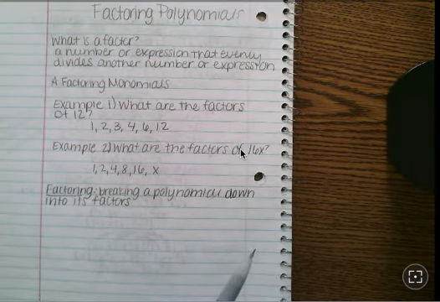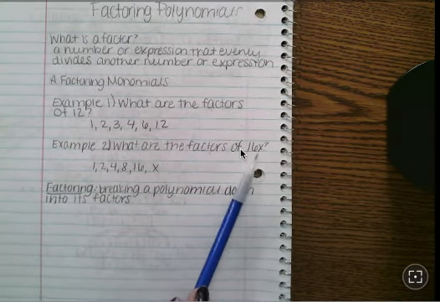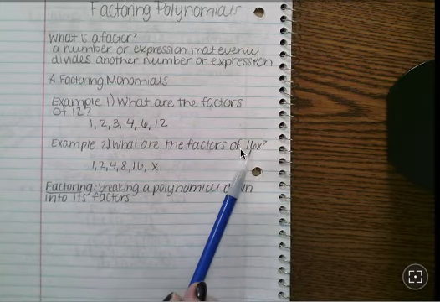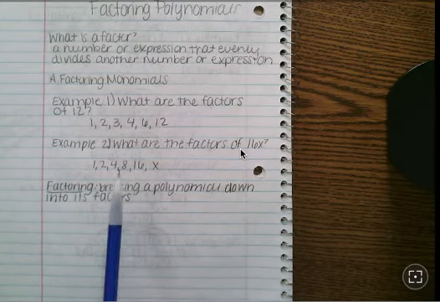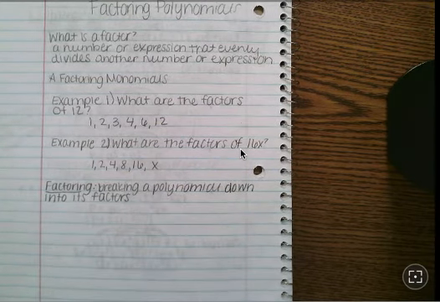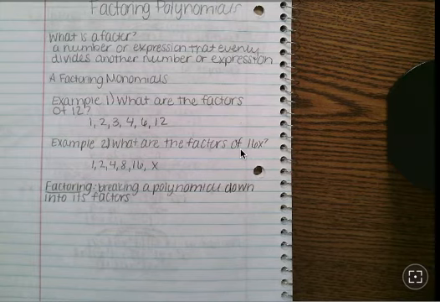Okay, and then I said the same thing, except then I gave you a variable. So I said, what are the factors of 16x? And so we started with 16 and we listed those out as 1, 2, 4, 8, 16. And then we just kind of tagged along whatever variables we had there as well. Okay, and then we said that factoring was basically breaking a polynomial down into its factors.